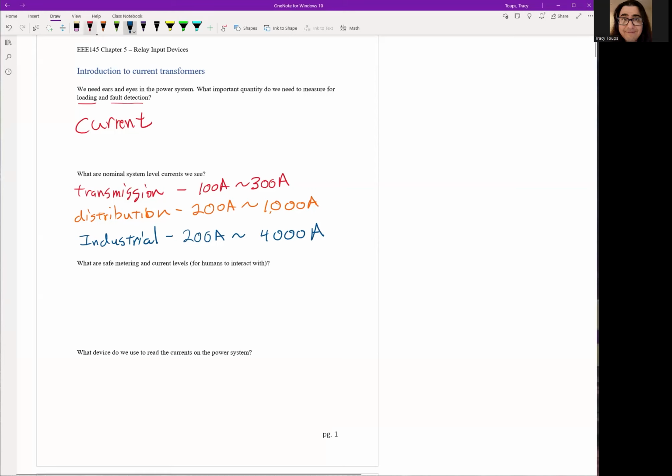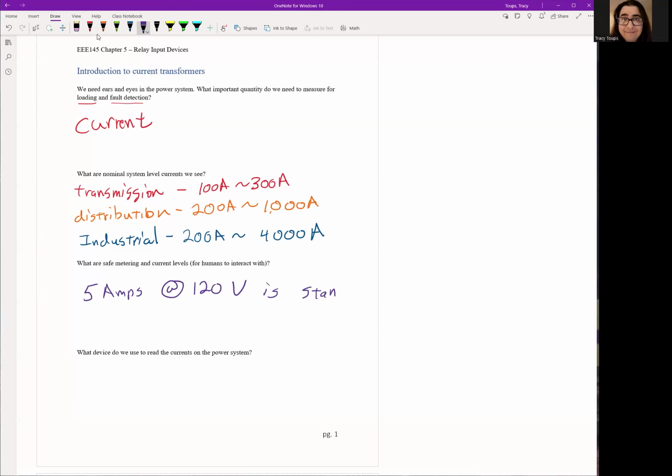So we need to make sure that we have devices that can fit these types of currents. Now, the big problem with these currents is they're very big and very dangerous. So the next question is, what are safe metering levels that humans can interact with, so that even if we get shocked, we're not going to kill ourselves? Well, we made a standard: about 5 amps at 120 volts is the standard.